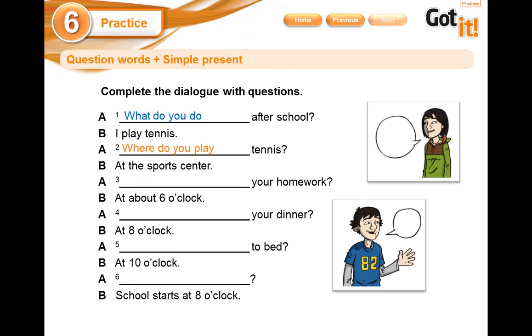Muy bien, excelente. Sorry. When do you play tennis? Where do you play tennis? At the sports center. Your homework sería when do you do your homework? At about 6 o'clock. Alrededor de las 6. Pero también puede ser what time do you do your homework? Aunque la number 40 es más específica. What time do you have dinner? At 8 o'clock. What time do you go to bed? At 10 o'clock. When does school start? School starts at 8 o'clock.